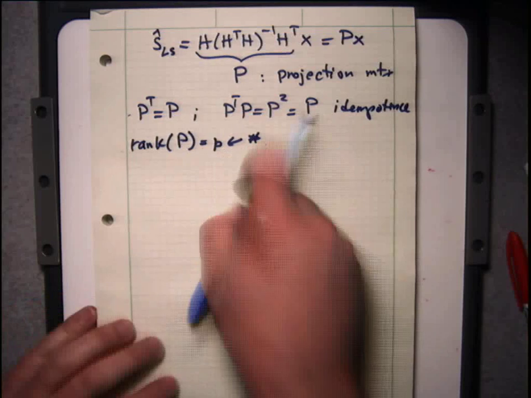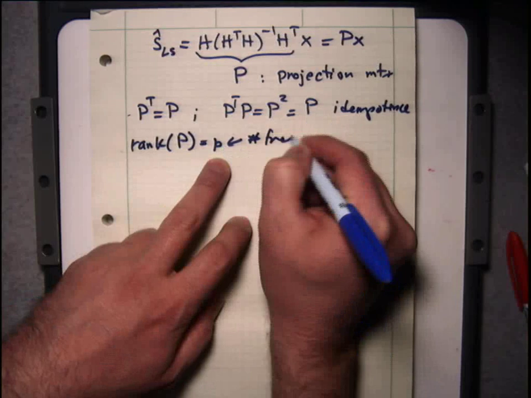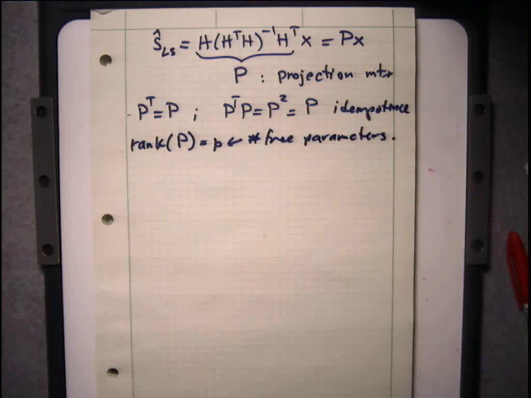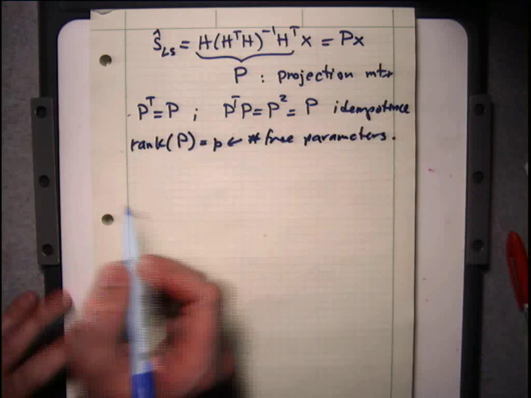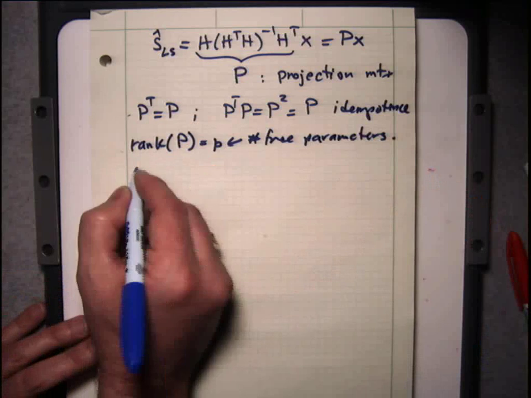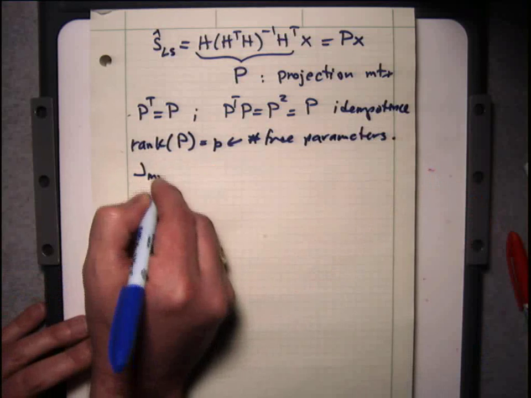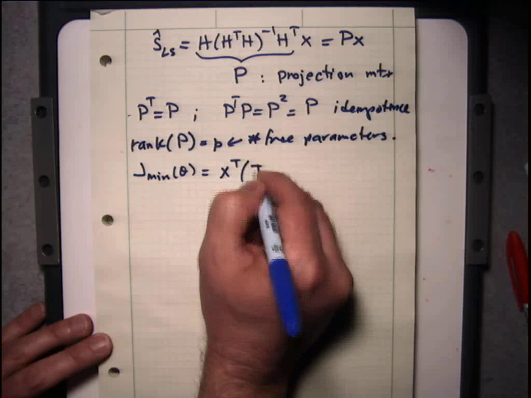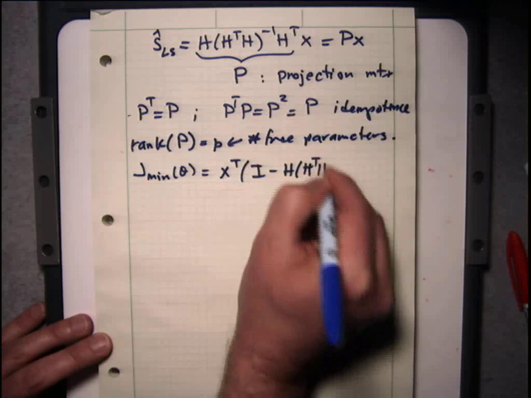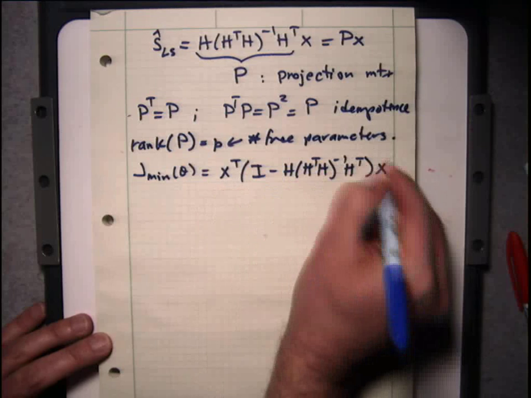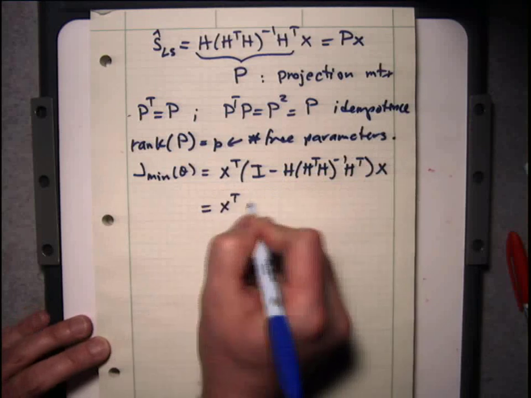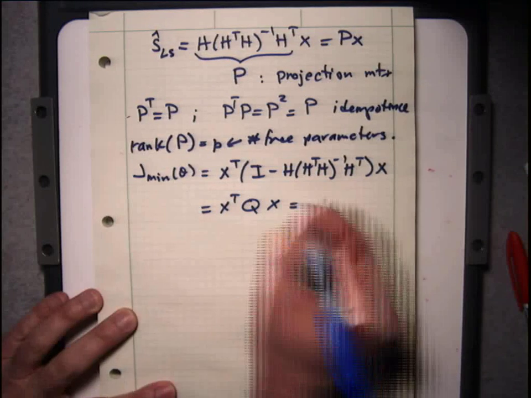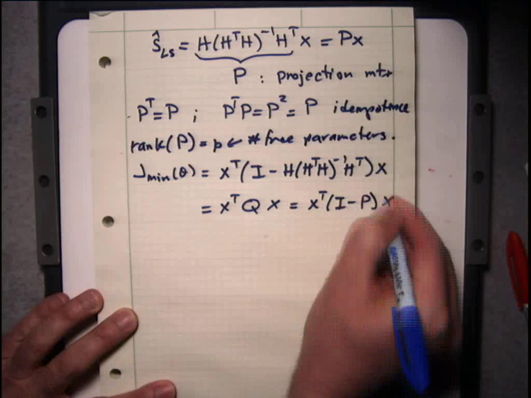All right, the little p is the number of free parameters, which is in that theta. So if this is true, then we can think about what the minimum of this cost function is. If you remember, this turned out to be X transpose times (I minus H (H transpose H) inverse H transpose) X, and we wrote this as X transpose QX. This was from last time. And this we can write as X transpose (I minus P) X, with this P that I just defined here.